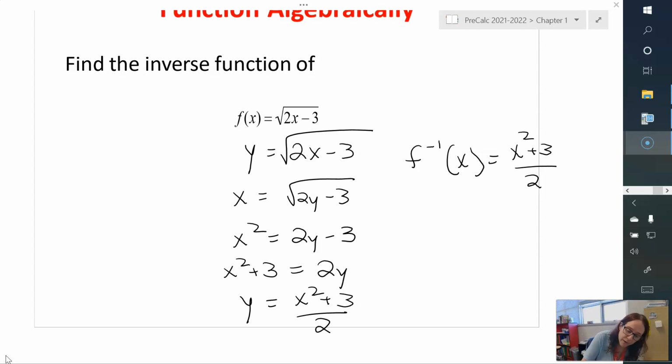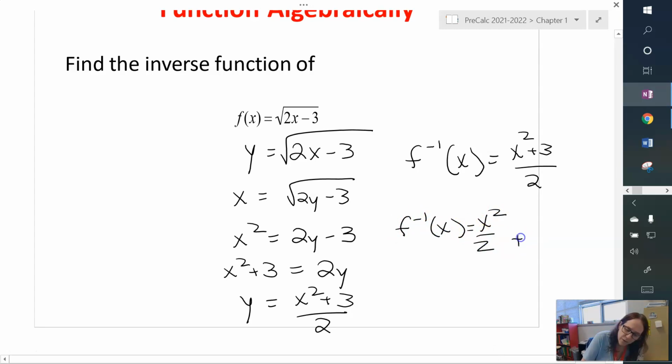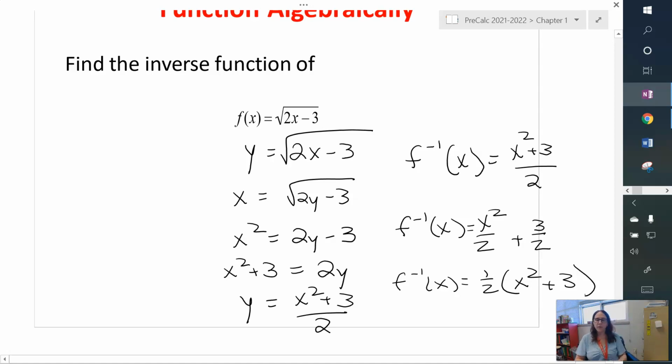You may have written it like this, which is fine. You may have written x squared over 2 plus 3 over 2. That works as well. You may have written 1/2 of x squared plus 3. That also works. Those three forms are all the same.